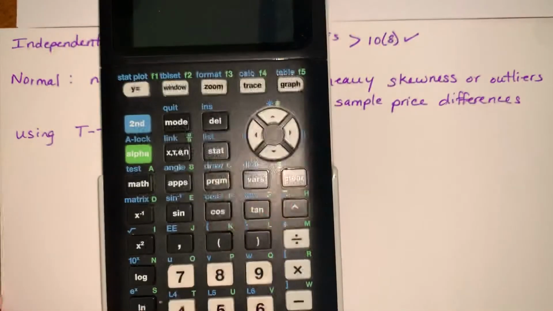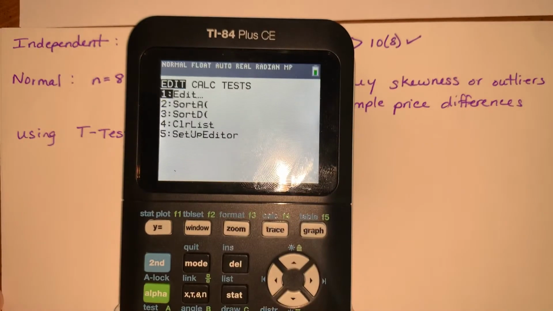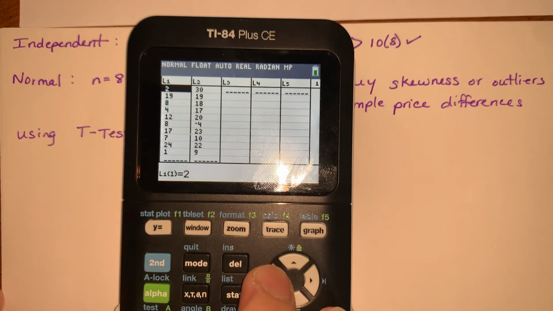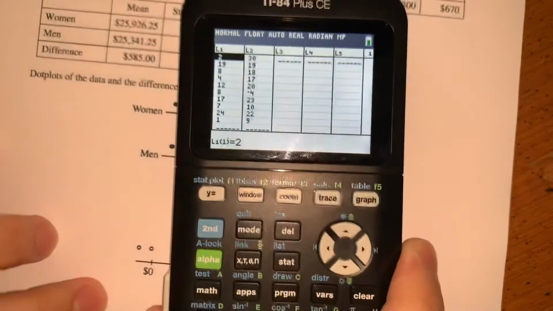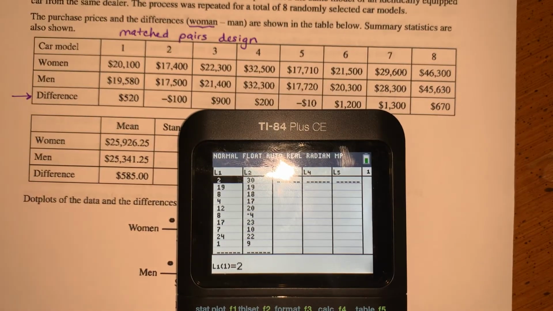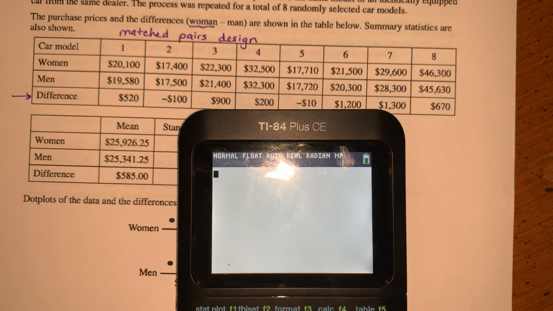All right, so let me see. Let me go ahead and put that in here. Did I already do this one? No, I have to go ahead and type them in. So let's go ahead and put these differences on there. So we have 520, negative 100, 900. I should have already put this list in there to make this video a little shorter, but whatever. 200, negative 10, 1,200, 1,300, 670. I get the feeling the conclusion is that women do pay more, which is shameful.